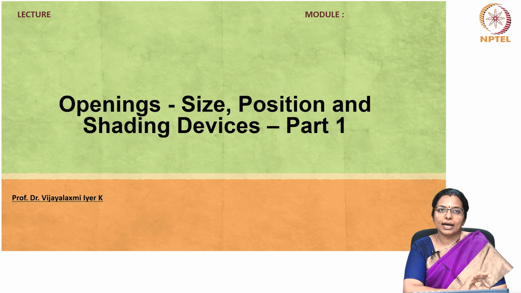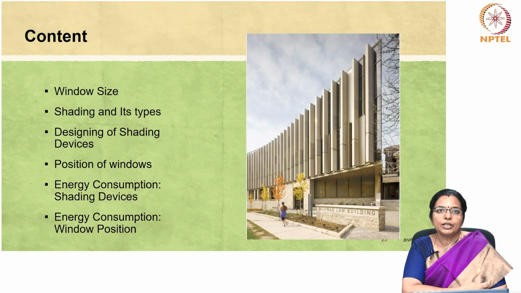So this we will carry out in two parts. Today we will look at the first part. We will today look at shading and its types, designing of shading devices, positioning of windows, energy consumption, shading devices and energy consumption with window position.